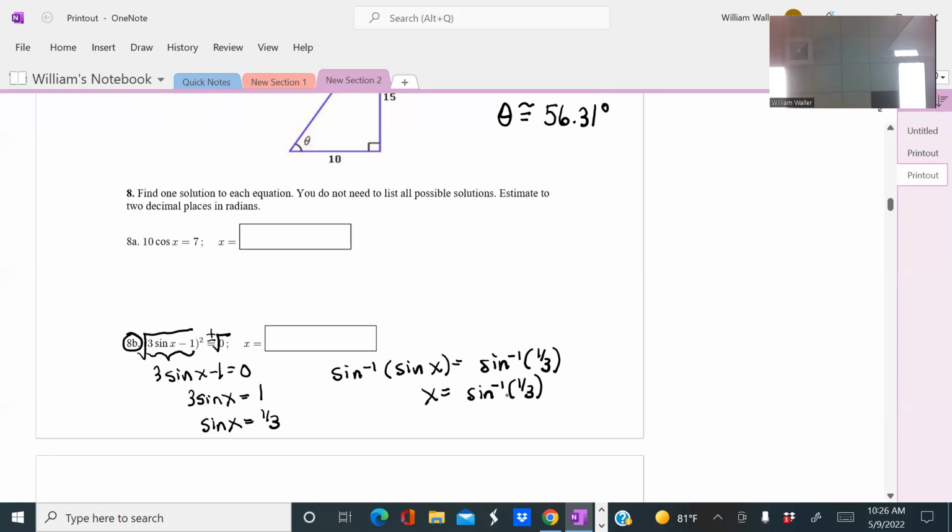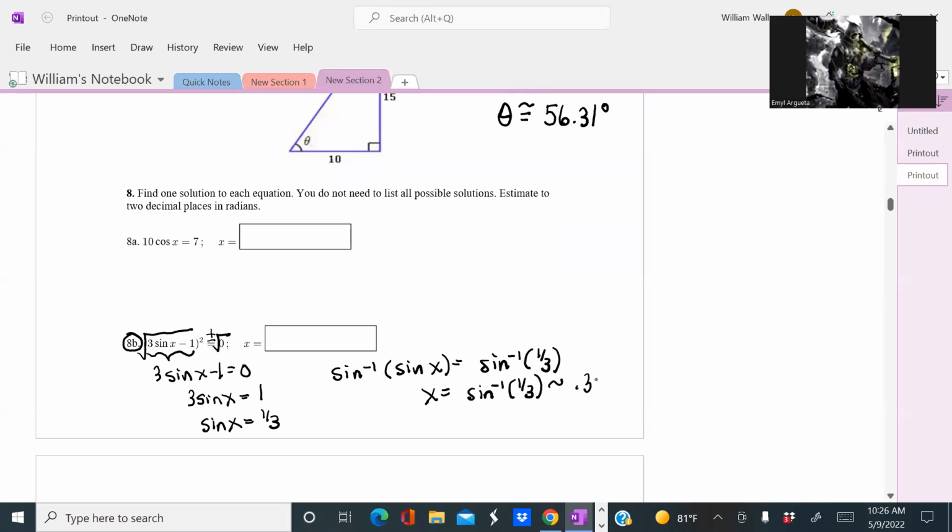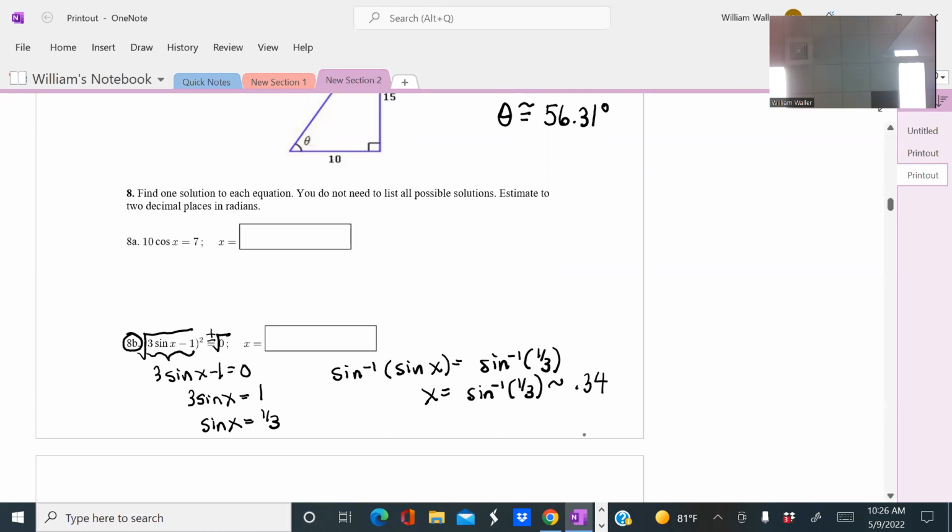You can use your calculator to get the inverse sine of 1/3. What does your calculator say? Sine inverse of 1/3 is approximately, in radians, 0.34. Okay, so that's it. We don't have to find the remaining solutions here. One way, of course, to get more solutions is just to add on multiples of 2 pi. But then remember you can look for more solutions as well to that equation.